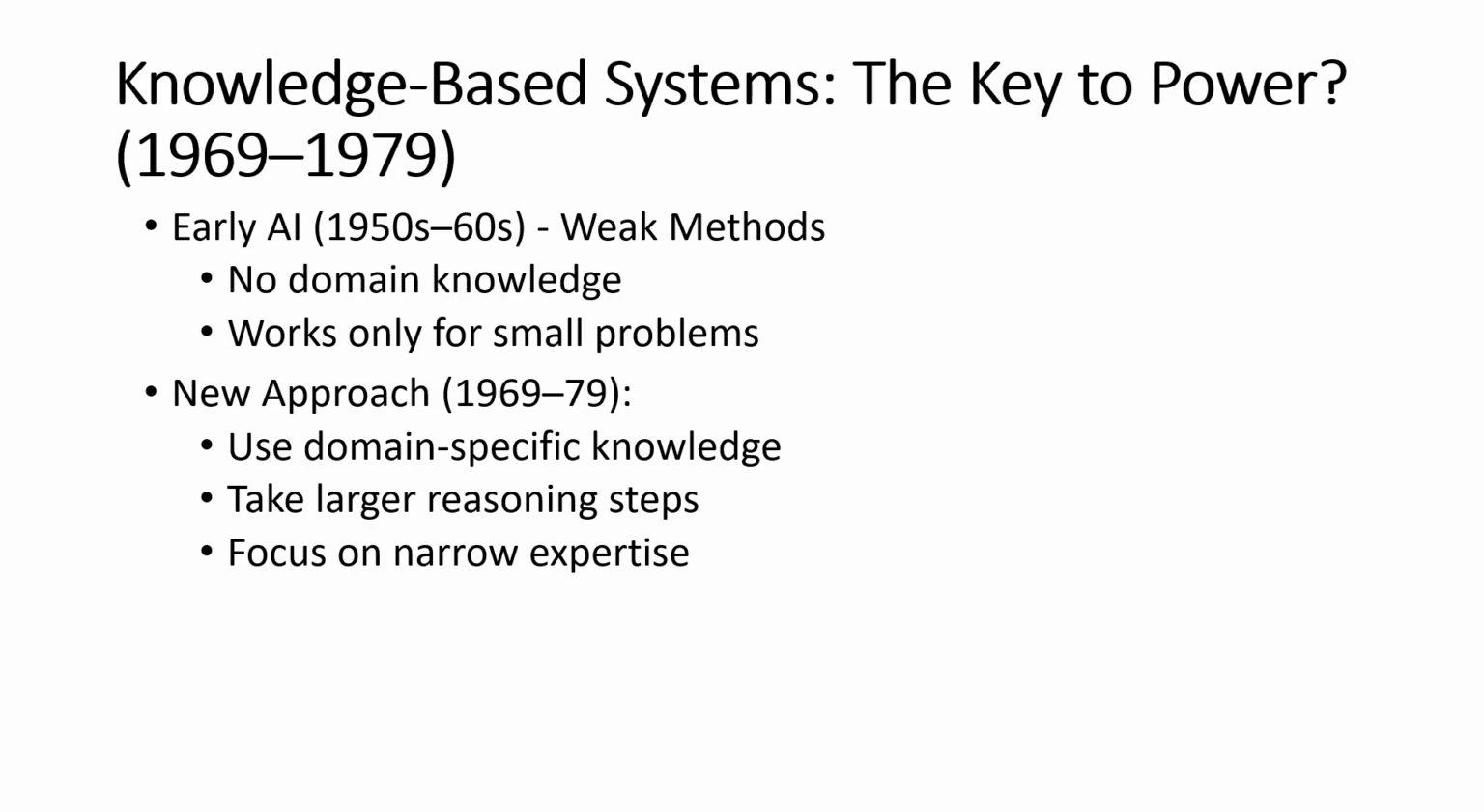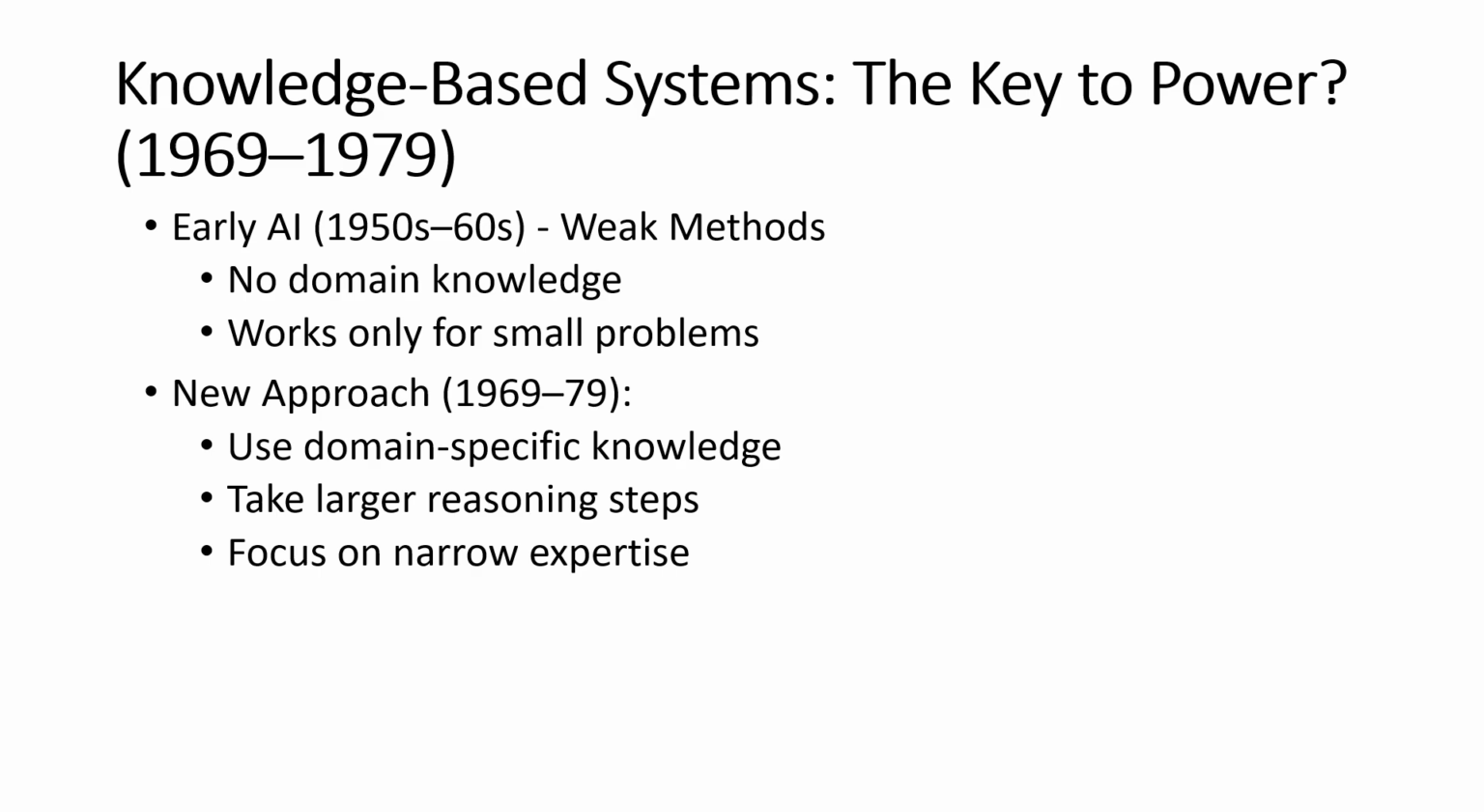So in the first decades of AI, that means the 1950s to 1960s, problem solving looked like just using general purpose search. Break the problem into small reasoning steps. Try all possible combinations. These approaches are called weak methods. They do not scale to complex real world problems. That means there is no domain knowledge, so it works only for small problems.